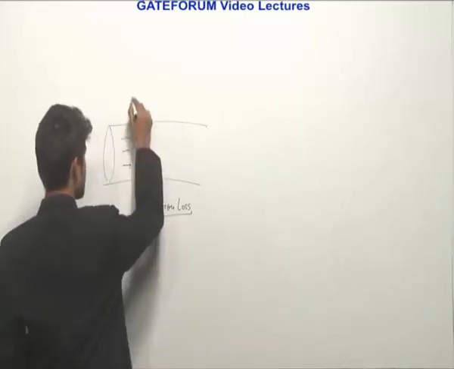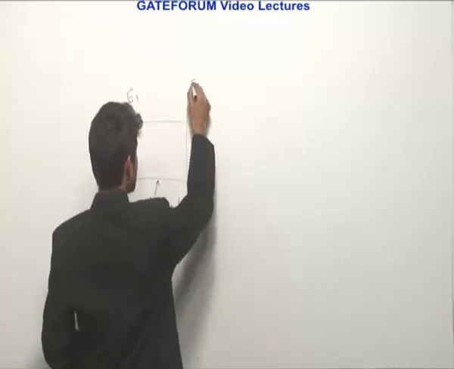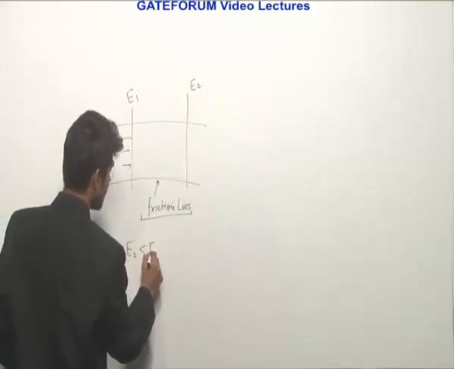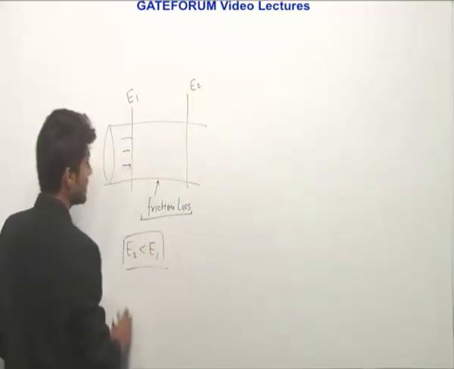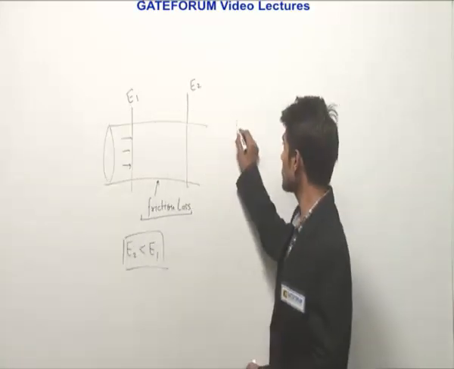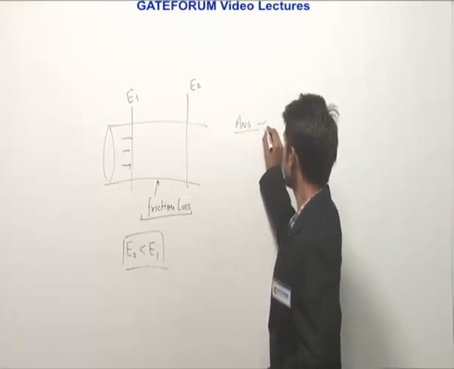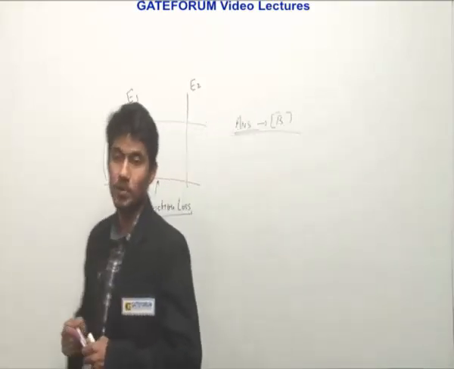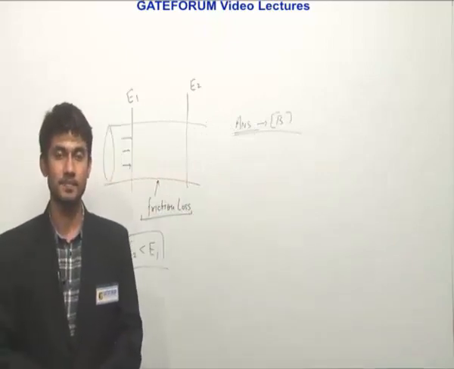Due to this friction loss, whatever energy is in the flow, E2 will be less than E1. Hence, the energy is decreasing in the direction of flow. So we can go with option B, which suggests that energy keeps on decreasing with flow. Option B is the answer.